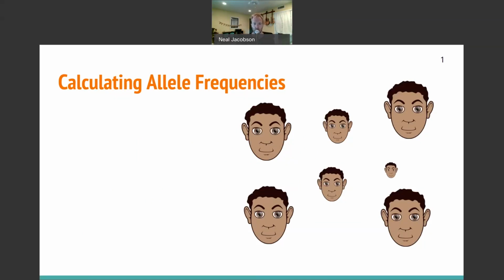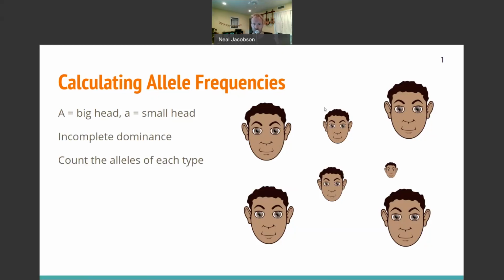So let's take a look at this. In this population, let's use this as an example. Big A codes for a big head, little a codes for a small head. We used this in our last lecture. And this is expressed with incomplete dominance. What that means is that we see three phenotypes for each of the genotypes in our population. We're going to count the alleles of each type, each of the big A type and each of the little a type. So first we have to genotype everybody in the population.